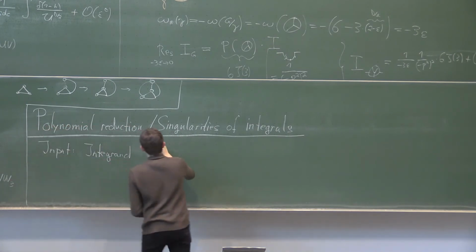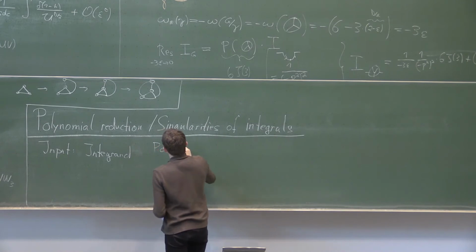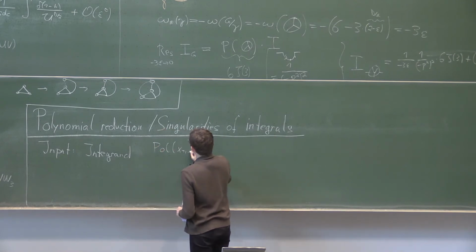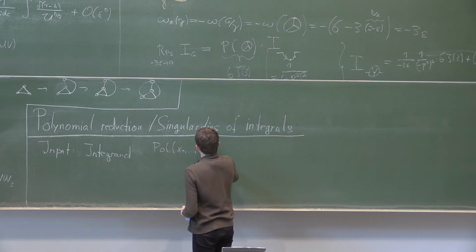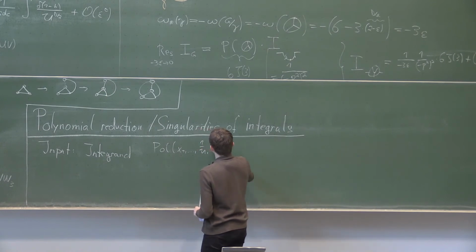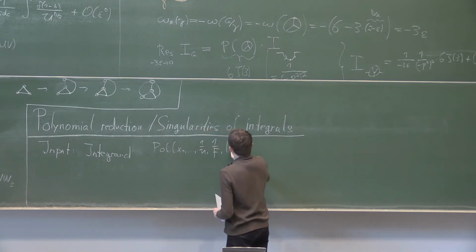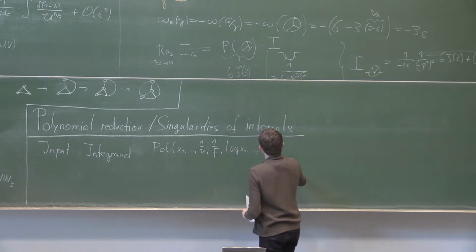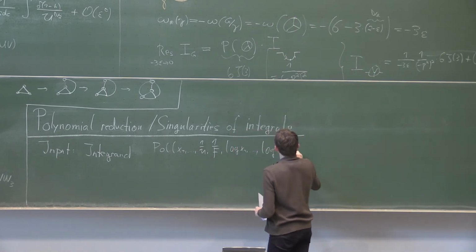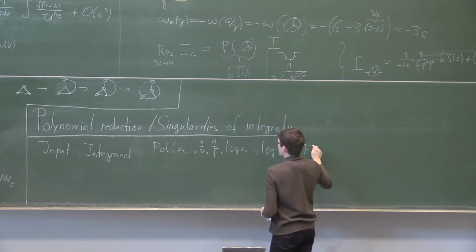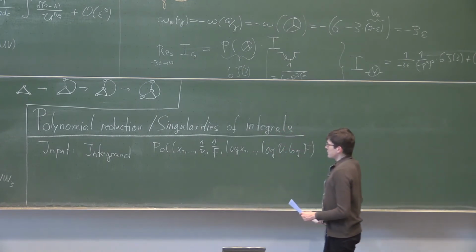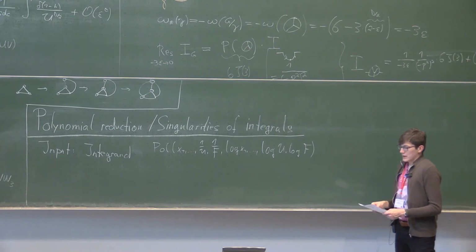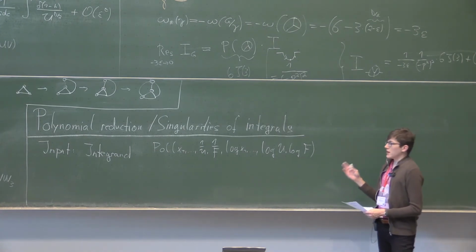and what does it look like? Well, it was some polynomial, right? And the x's and 1 over u and 1 over f. We also had log of x's. We had log of u and log of f. So we have some integrand of this form, but I'm only interested at the moment in the singularities.